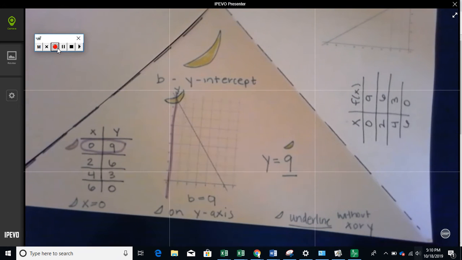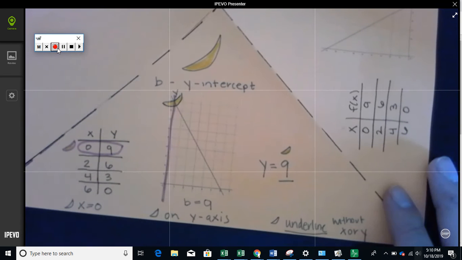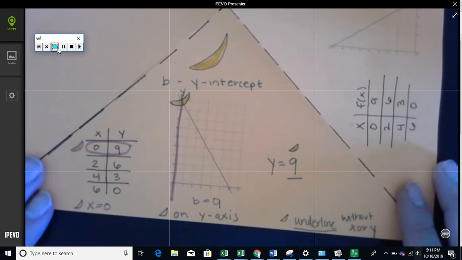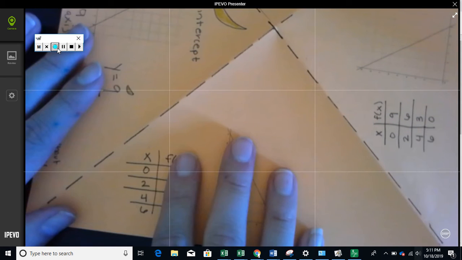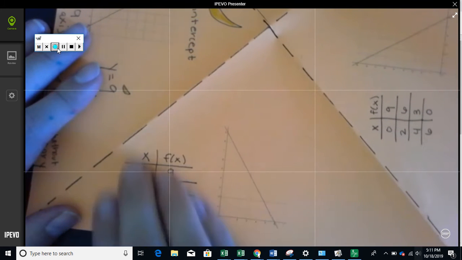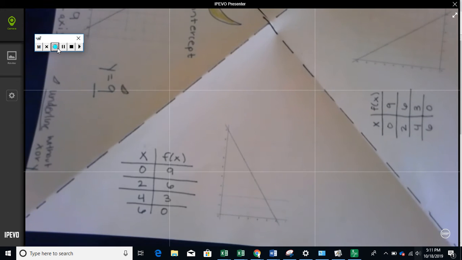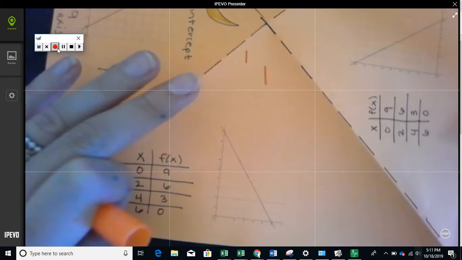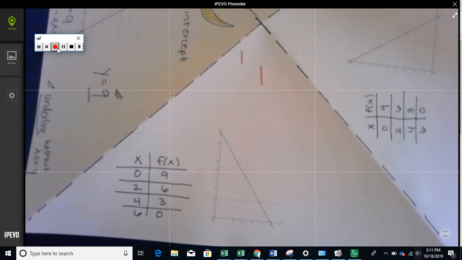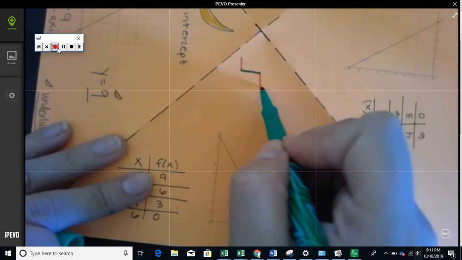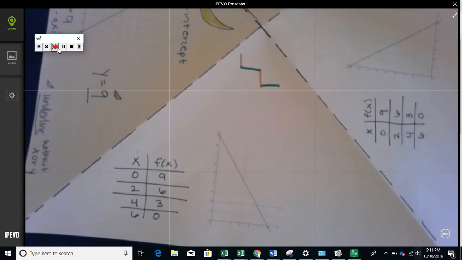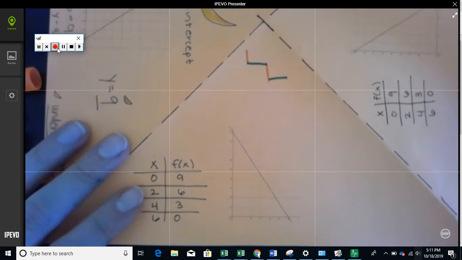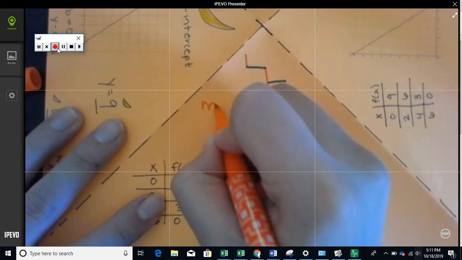And that's how you know. That's your Y-intercept, okay? Then we're going to do the stairs here. The stairs represent the slope. You don't have to do this with colors. You could just do it how you normally do. There you go. And that's your M. That is your slope.